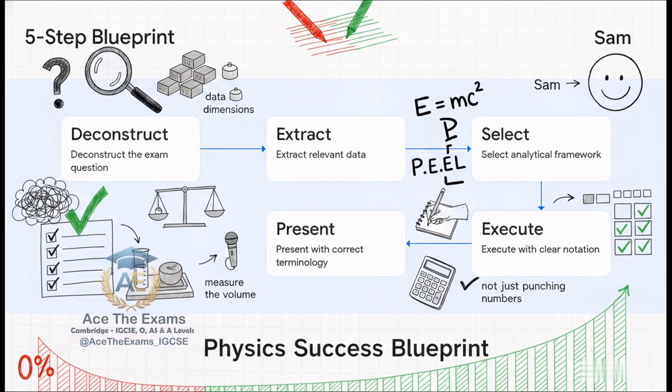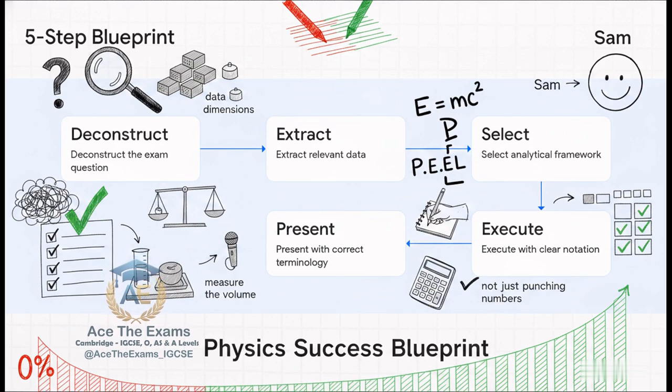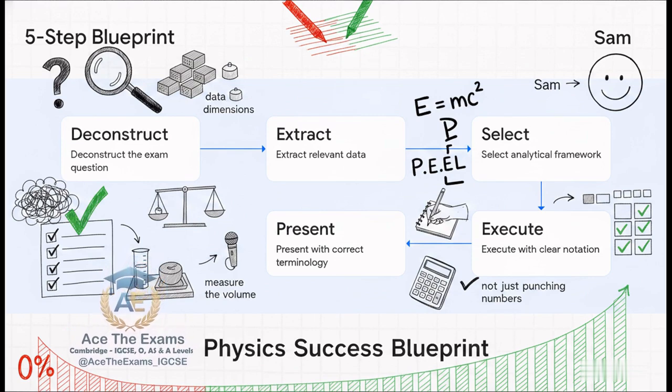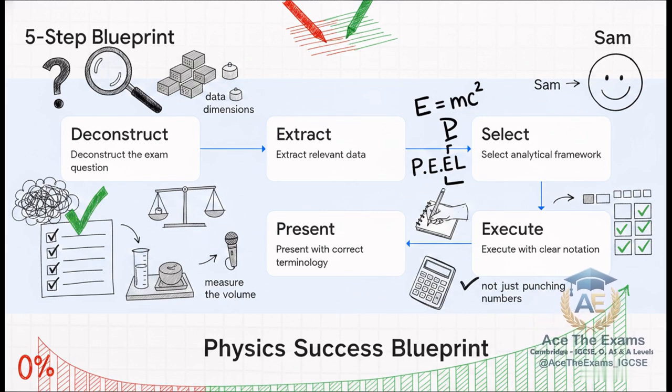Step 3. Select the analytical framework. Bring in your PEEL structure for written answers or your standard formula substitution layout for math. Step 4. Execute with clear notation. This means explicitly writing out your working. Do not just punch numbers into a calculator and pray. Write down the equation. Write down the substitution.